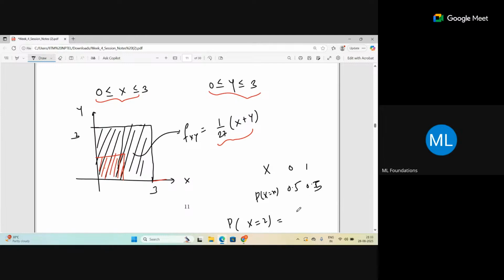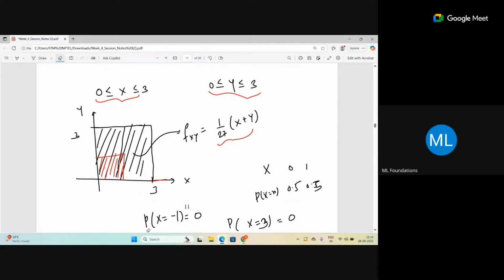It is equal to 0, right? What is the probability that x equal to 3? Zero. So what is the probability of x equal to minus 1? Zero. So only for these two values the probability exists. For other values it is going to be 0.